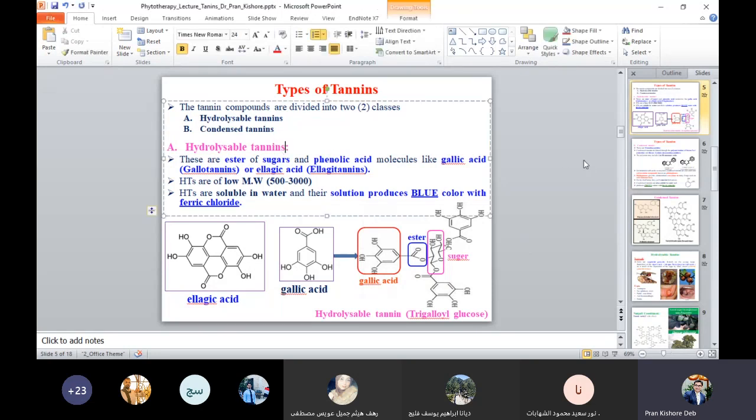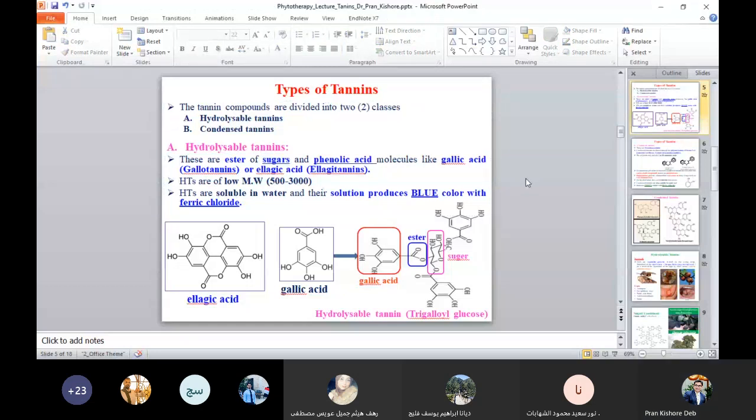Okay. So hydrolyzable tannins, they are the esters of sugars and phenolic acid. So see, they are the esters. They are formed by esterification reaction between sugar molecule and phenolic acid. So hydrolyzable tannin contains two components, that is phenolic acid and sugars. How are they joined to each other? Through an ester bond, by forming an ester bond. So they are esters in nature.